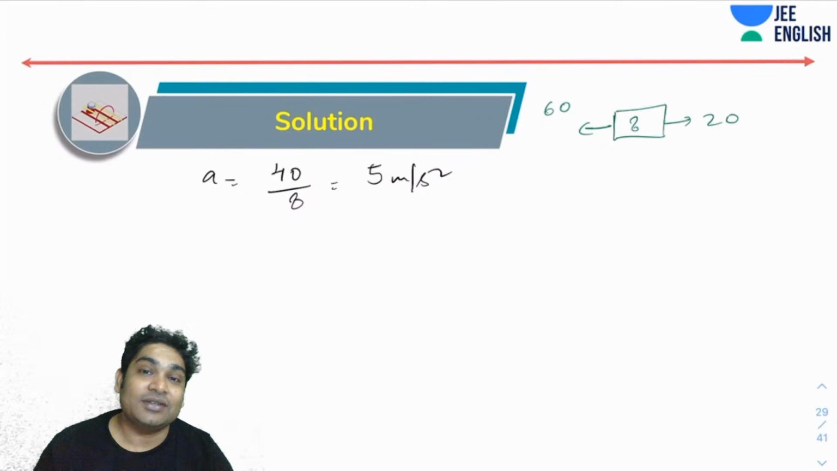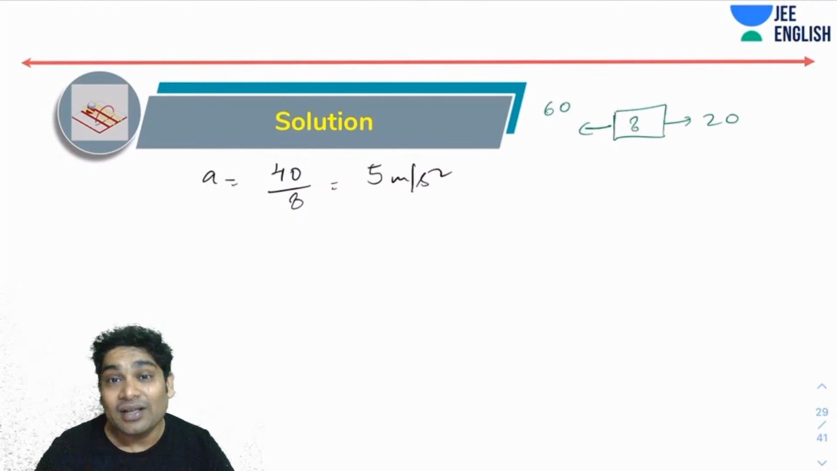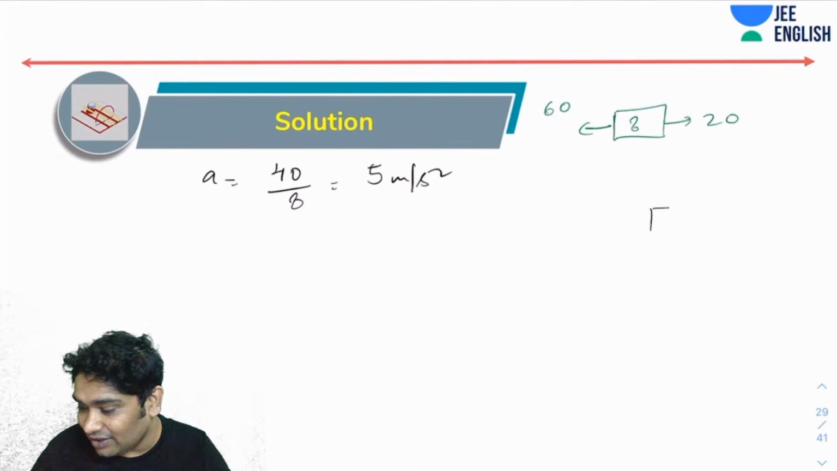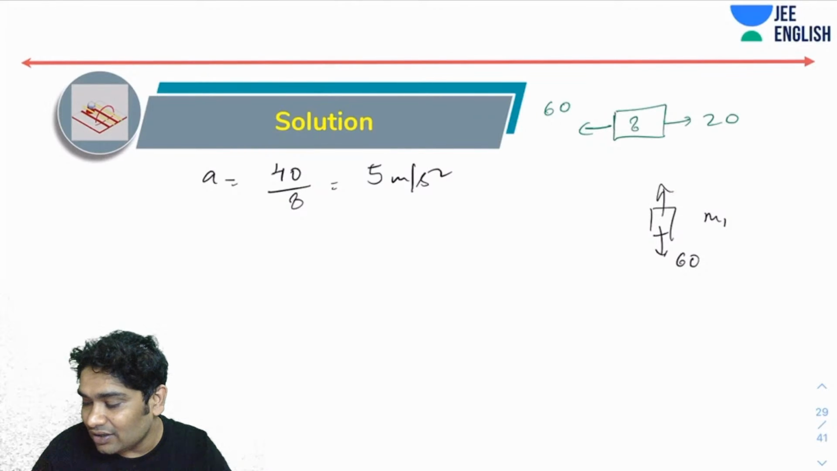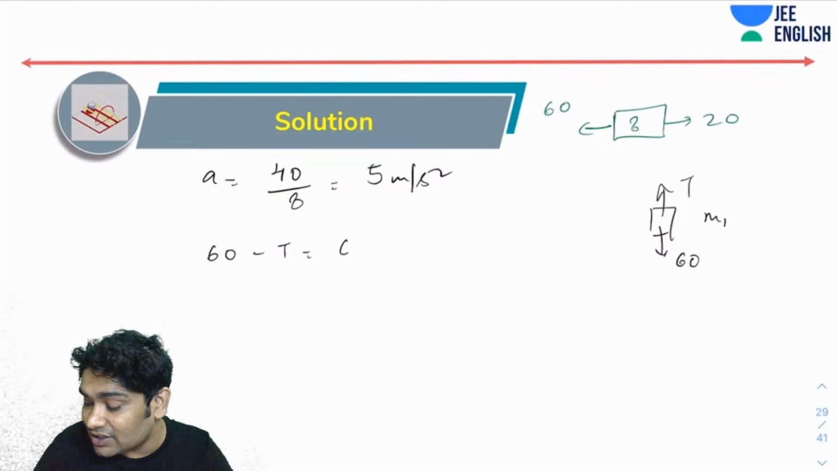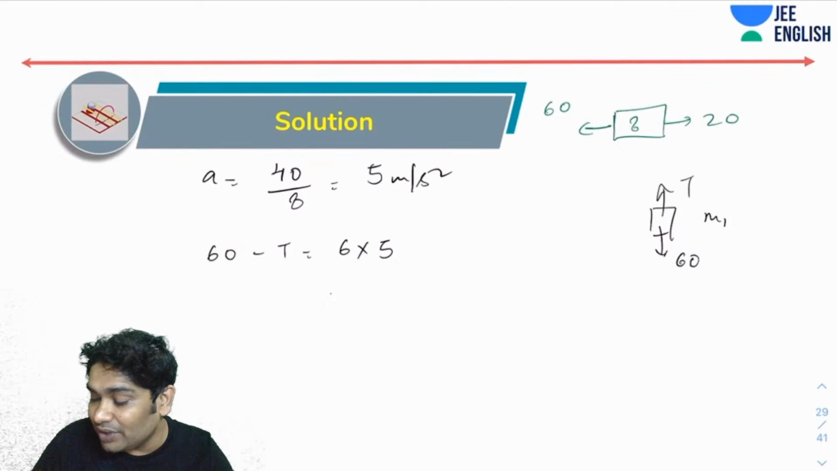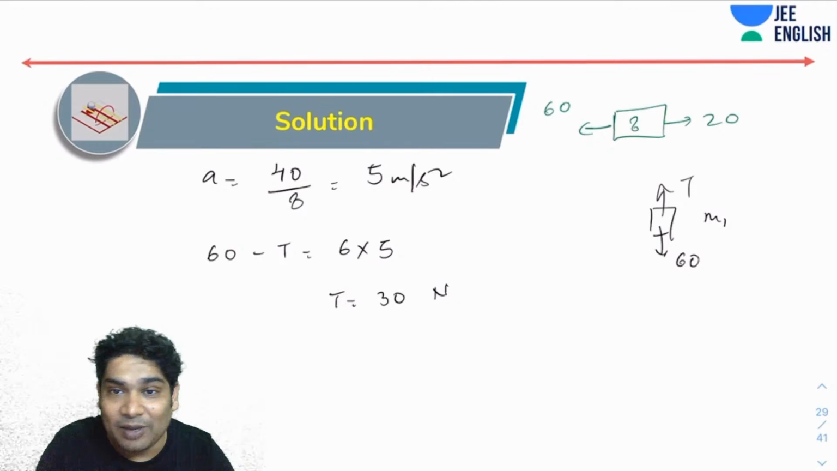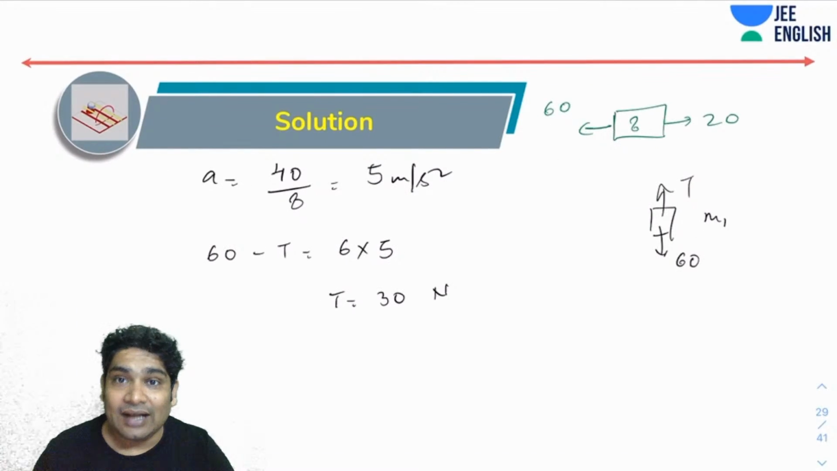So you realize you can find the acceleration in this single step. Now of course it is very, very simple. You can write the equation for any one. For m1 you can write that this was pulled down by 60, T up. So you can write that 60 minus T should have been equal to m a, which would have been 6 into 5. So from here you would have T equals 30 Newton. All right. So yes, those answers are correct, Pawan. Well done. So I hope you're getting a hang of this.